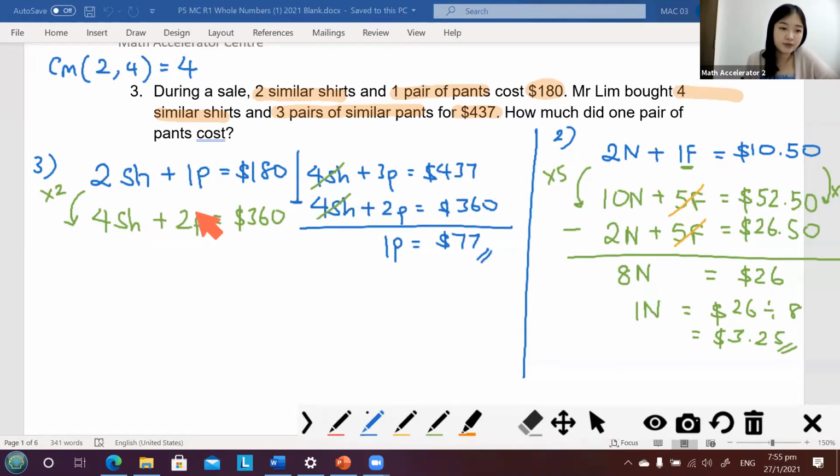Yep, it's the same equation from this to this. It's just that you put it below this so that you can see better what you are subtracting. If you can see that you need to put it below here, you can just straight away write it below here as well. Yes, the answer is $77 for 1 pair of pants. So expensive.